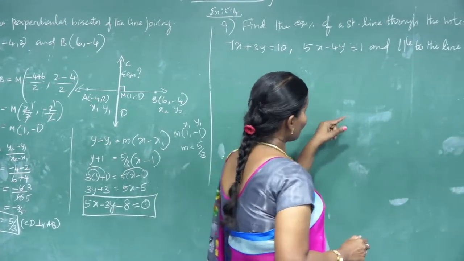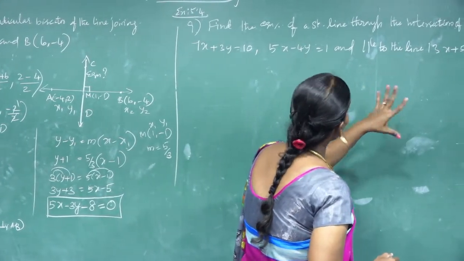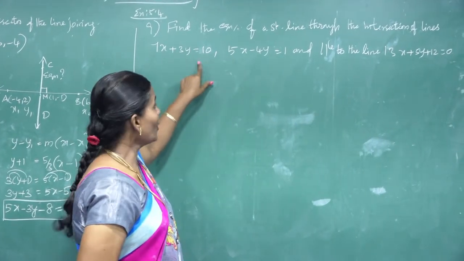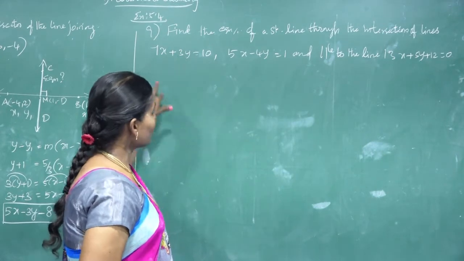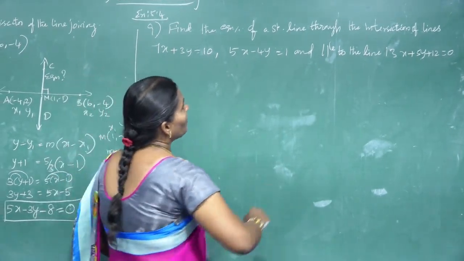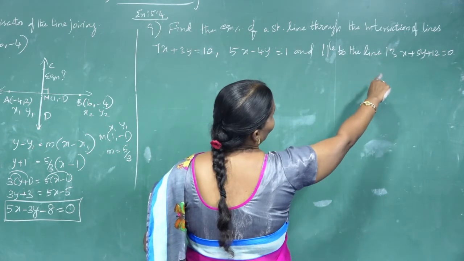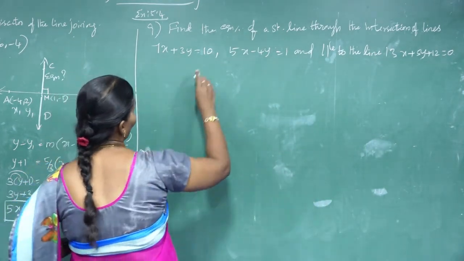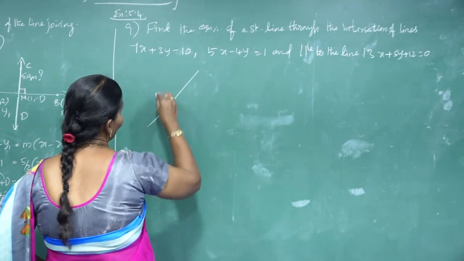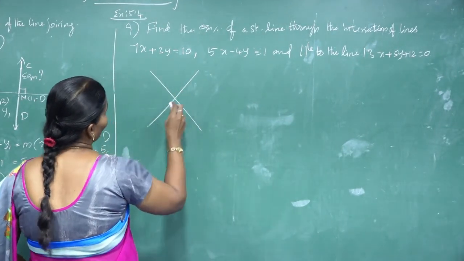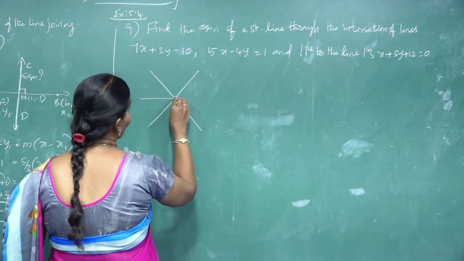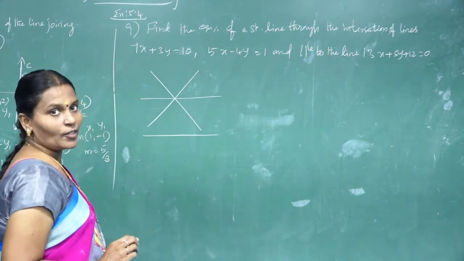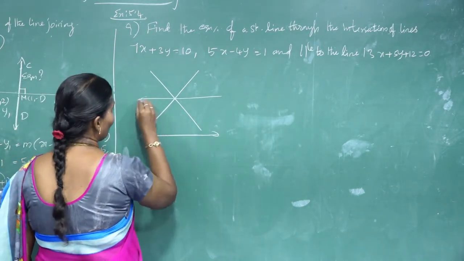Now we see the 9th one. Find the equation of a straight line through the intersection of lines. The two equations are given. The two lines are intersecting, and the line is parallel to the line 13x plus 5y plus 12 is equal to 0. First you draw the diagram. The two lines are intersecting. One line passes through the intersection point. This is parallel to one line. This is given.